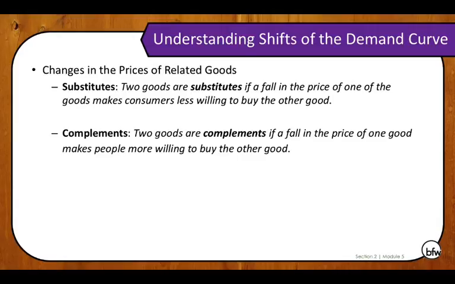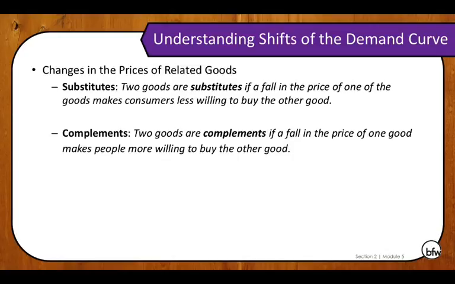So what can cause a shift of the demand curve? Well, we've already looked at one thing that can cause a change in demand, and that is an increase or decrease in the population. We call that a change in the number of buyers. An increase in the size of the population or an increase in the number of buyers will increase demand for a good, and a decrease in population or decrease in the number of buyers will decrease demand for a good.